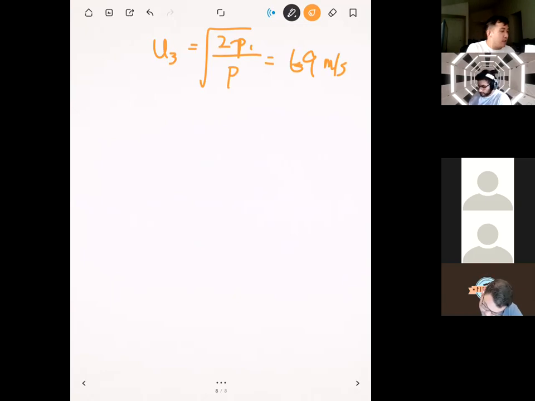I swear that that's the number in the book, and I'm not 12 years old.